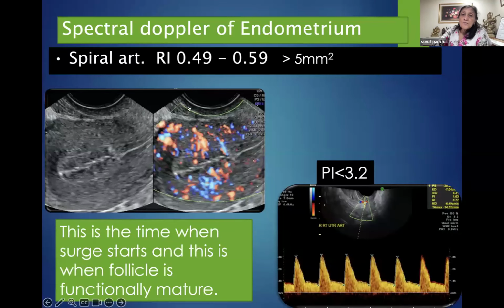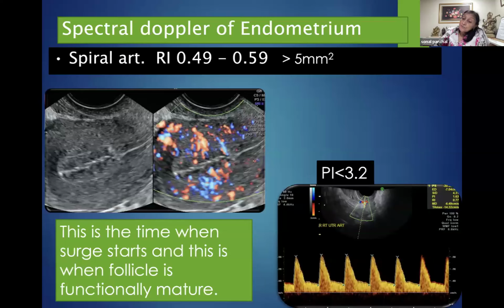Just before, when this RI is reached at 0.6, I would say this is an endometrium which has adequate flow, but provided these blood flows reach the inner layers of the endometrium. We are now talking about the intraendometrial flow and not about the subendometrial flows. So the vascularity has to reach the inner layers of the endometrium, has to have an RI of less than 0.59. And it should cover at least 5 millimeter square area. That will tell me the estrogen which is produced by the follicle is sufficiently reaching the endometrium, and the endometrium is also adequately receptive. But that's also not enough.